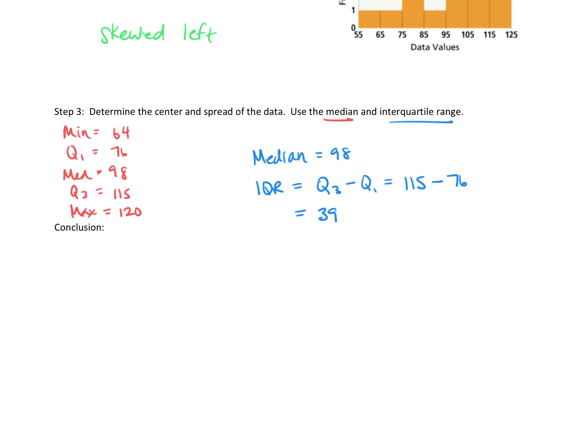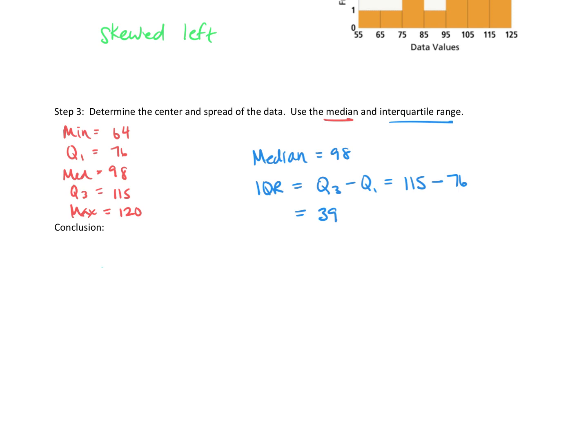Just one thing to notice: Q3, right here, 115, is closer to the median than Q1. This is a characteristic of a distribution that is skewed left. So on the left side of the median, your data is going to be more spread out. On the right side of your data, the higher side, you might have some values that are closer to the median. So, conclusion, final statements.